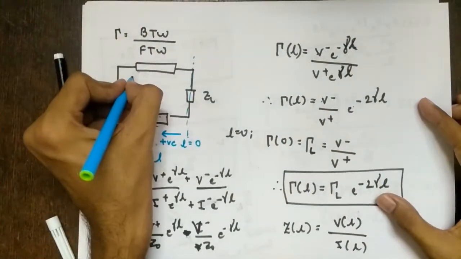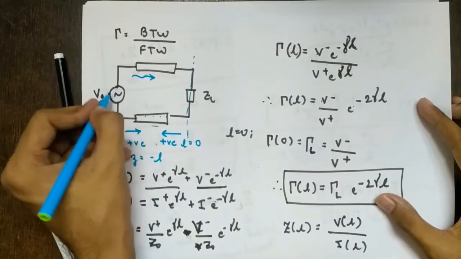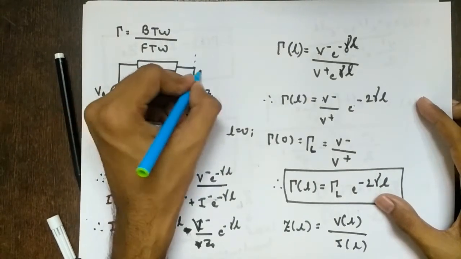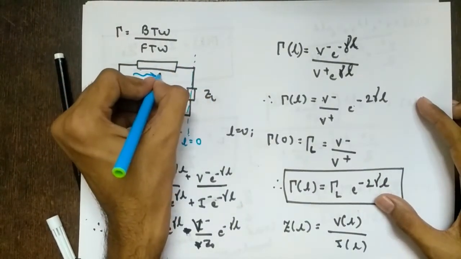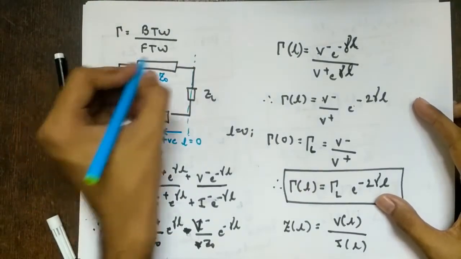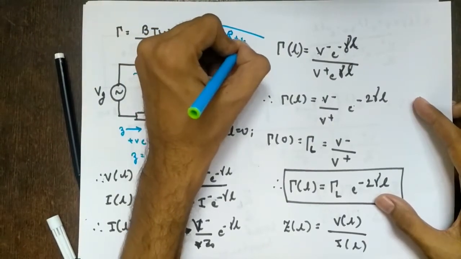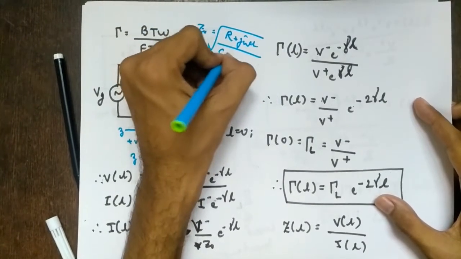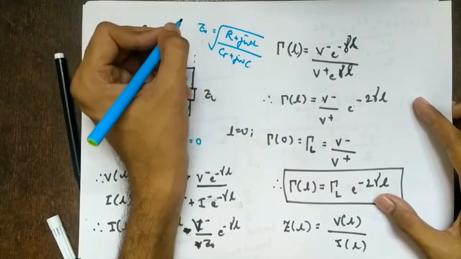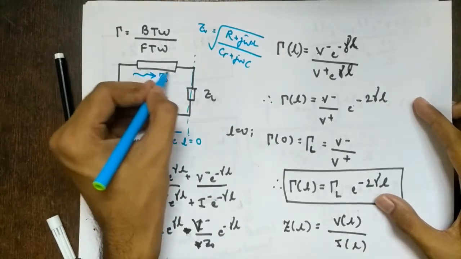Because if you see, I have a forward traveling wave. Once you switch on the source, this forward traveling wave will start traveling toward the load, and what will it encounter along the way? It will encounter a characteristic impedance Z0, right? And what is Z0? Z0 is the square root of (R plus j omega L) upon (G plus j omega C). R, L, G, C will be constant once the line is selected. So while traveling it will encounter Z0, right?